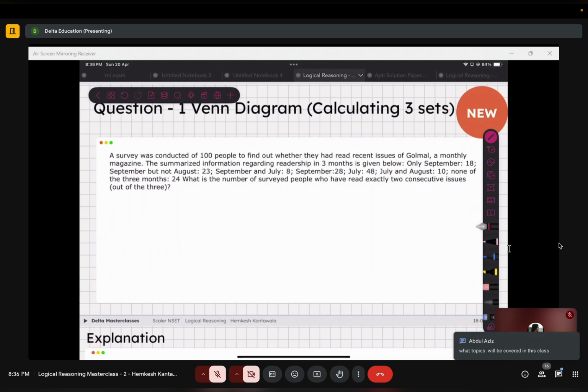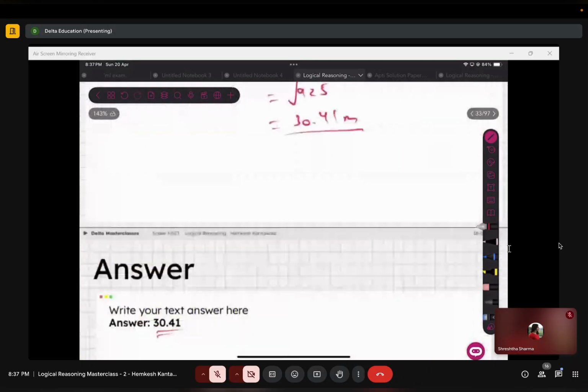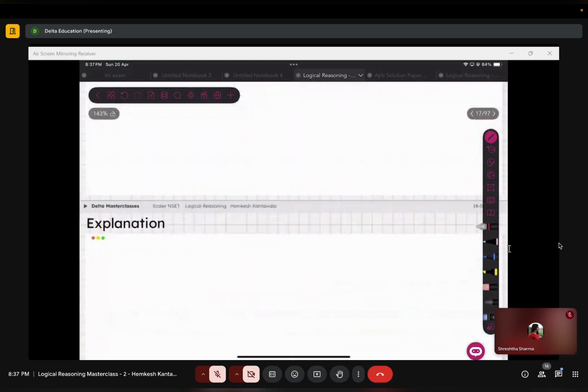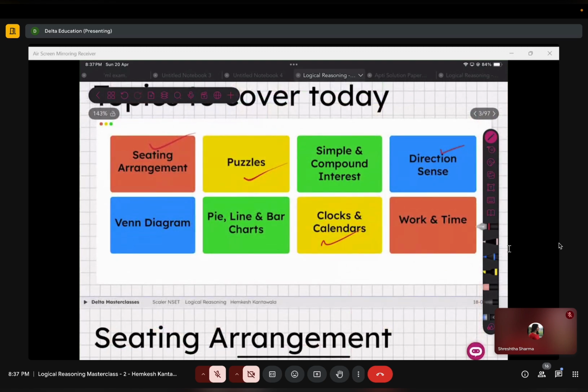What topics would be covered in the class? So yeah, we would try to cover as many topics as we can in this class itself. Like in the past, we have already covered 4 topics. Those 4 were, I think, sitting arrangement, puzzles, clocks and calendars, and direction sense test.